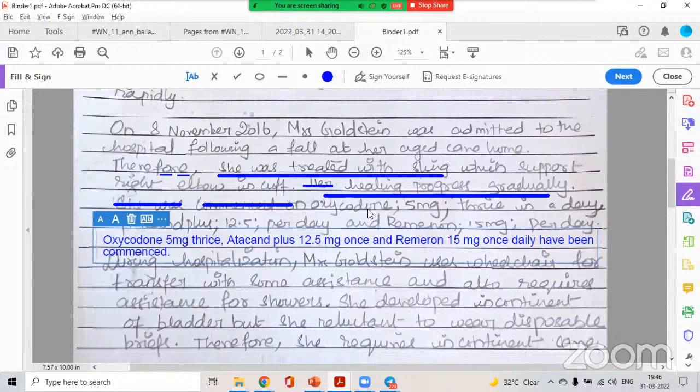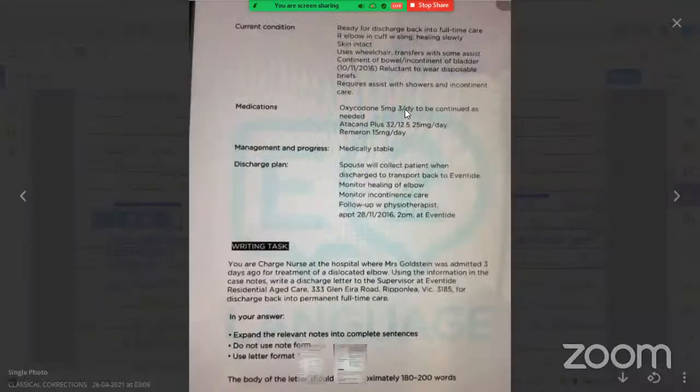Okay, what are these for? Oxycodone 5 mg to be continued as needed. Medications. Continuation. Why did you not write continuation? To be continued. And Attackament and Remeron 15 mg. Okay, what about this one? Prescribed maybe. Okay.